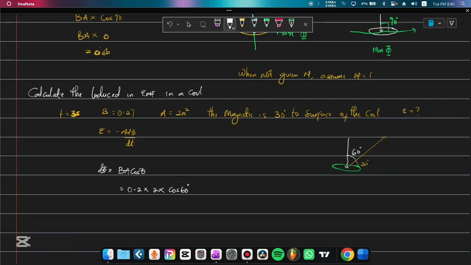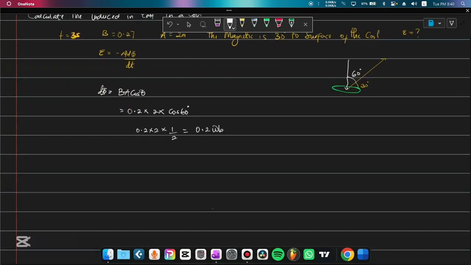And you know that cos 60 is the same thing as saying sin 30, which is equal to what? 1 over 2. So I'm going to be having 0.2 multiplied by 2 multiplied by 1 over 2, which gives me 0.2 Weber. So this is the change in the magnetic flux.